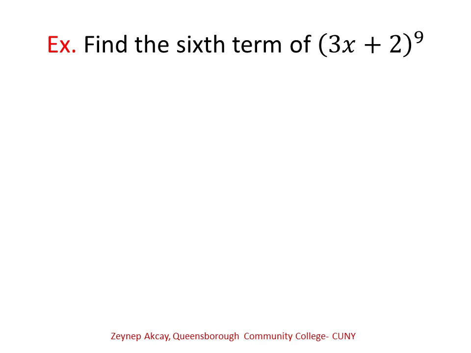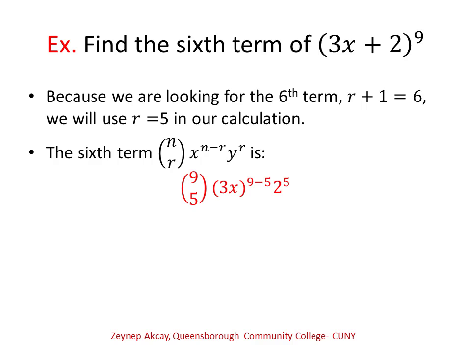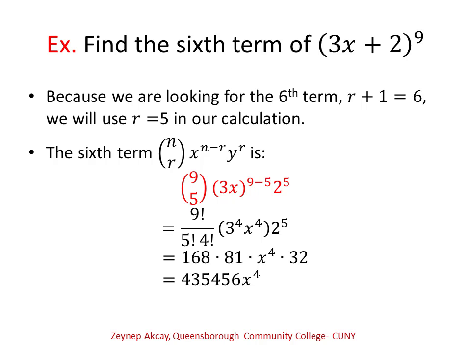Let's find the sixth term in the expansion of 3x plus 2 to the power 9. Because we are looking for the sixth term, r plus 1 given in the formula is 6, so we will use r equals 5 in our calculation. So we plug in n equals 9, r equals 5, and we put 3x instead of x and 2 instead of y in the formula. And we do our calculations, our simplifications to find that the sixth term, it's quite large, 435,456 x to the fourth.